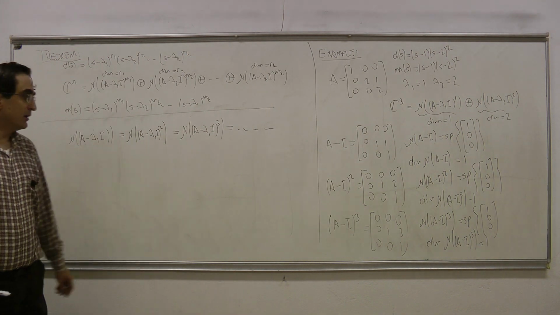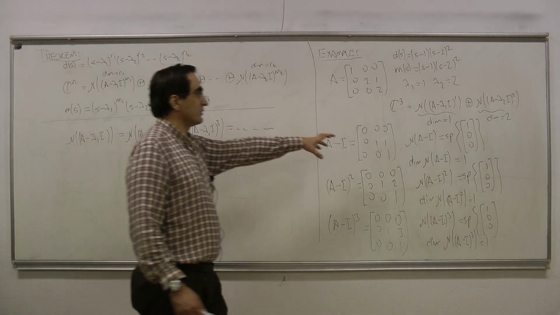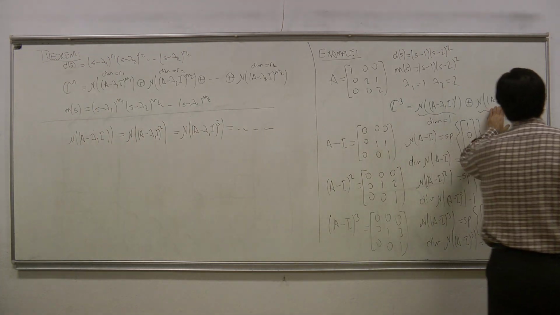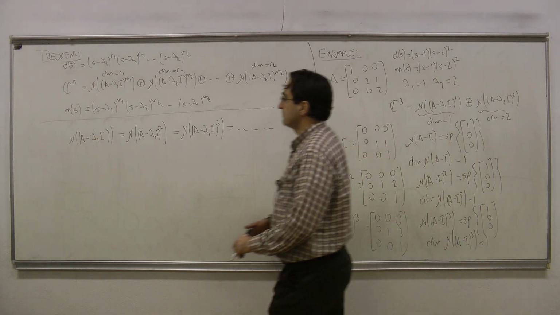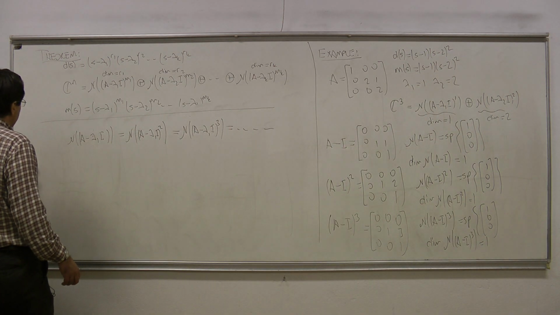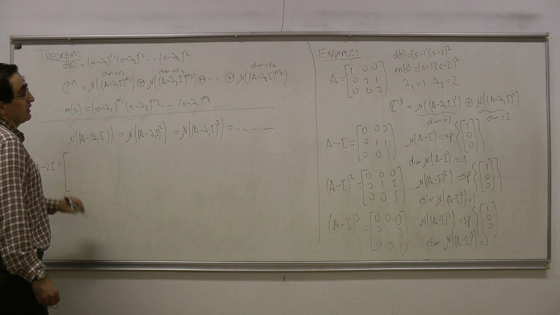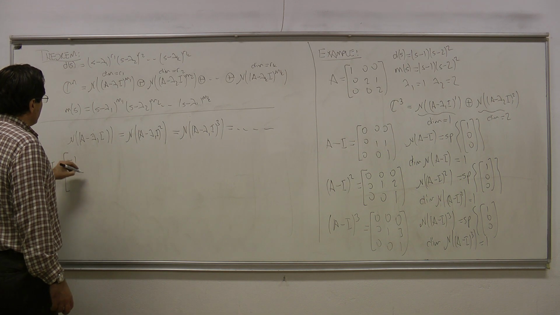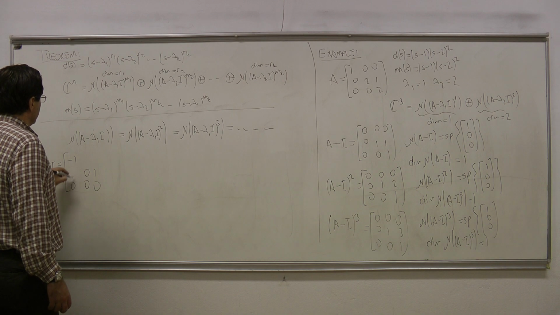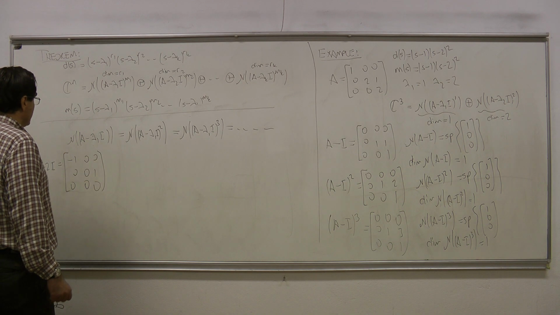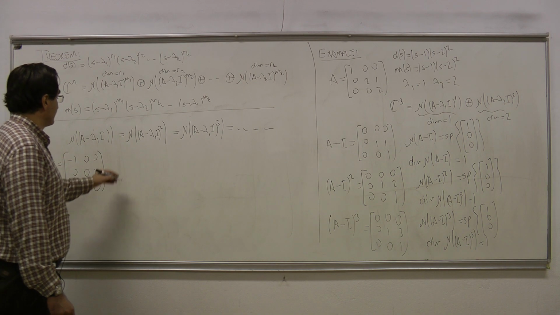So here, I'm going to be looking at the other null space as well. A minus lambda 2 identity, and that is related to the matrix A minus 2 identity. Okay? Let us calculate this matrix. I would have minus 1, 0, 0, 1 here. Is this matrix. What about the null space?